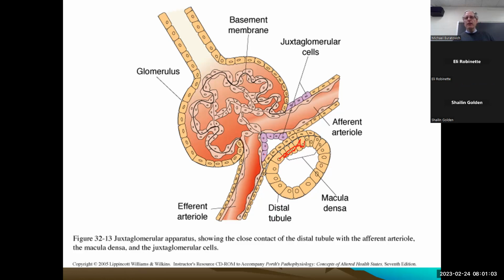And then these mesangial cells right here detect decreased blood flow through the afferent arteriole that feeds into the glomerulus of the nephron. If you have decreased blood flow through the kidney, that means the kidney is not being properly perfused and the blood is not being properly filtered. So these cells detect that, and the macula densa cells secrete this enzyme into the bloodstream called renin.